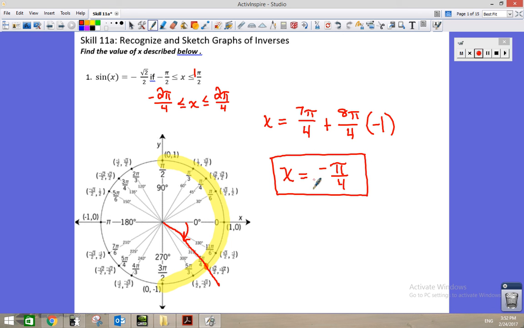I found infinitely many of them, and then from that infinitely many, I reduced it to the one that they wanted that was in this interval. And that's how I'm going to approach these problems. All right, so let's look at the next one.